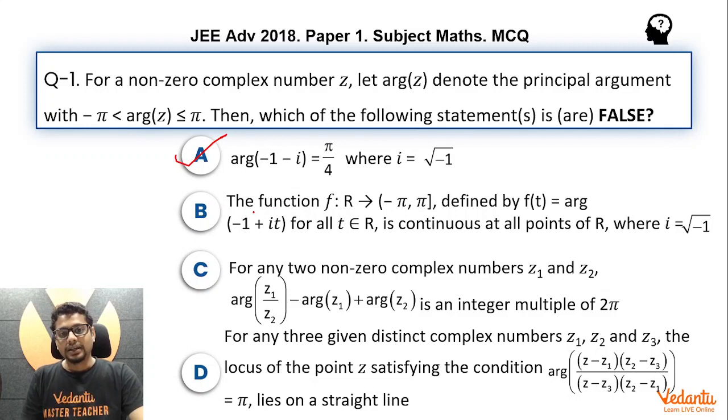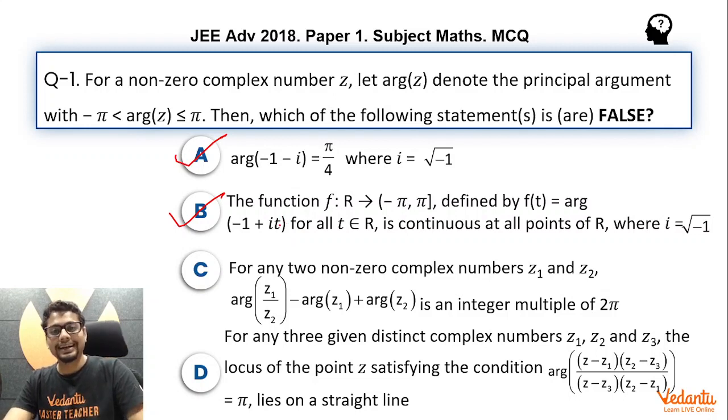Now coming to B, the function f with domain all real values and codomain minus pi open to pi closed, defined by f of t equal to argument of minus 1 plus iota t for all t belonging to real, is continuous at all points, as t belongs to real, where iota is under root minus 1. This is clearly false. Why? Because it will become discontinuous when t is around 0, or you may say it becomes discontinuous at t equal to 0.